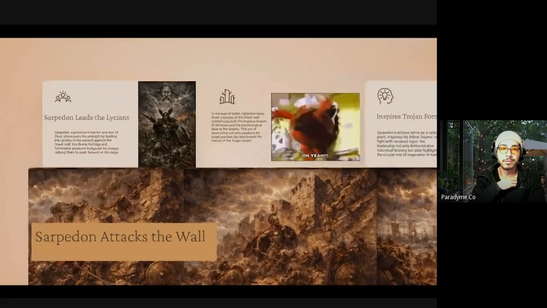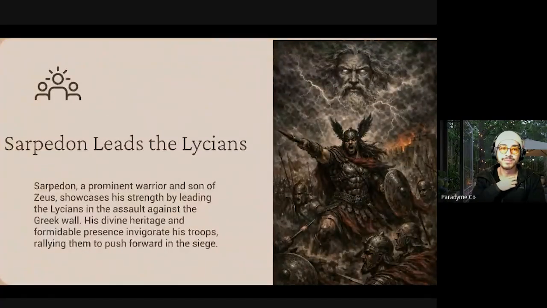Sarpedon attacks the wall. So this guy's another Trojan, okay? While Hector's going in and messing stuff up, this other guy is also causing some motion for the Trojans. His name is Sarpedon. I might be saying that wrong. He's a prominent warrior and a son of Zeus, and he showcases his strength by leading the Lycians in the assault against the Greek wall. His divine heritage and formidable presence invigorate his troops, rallying them to push forward in this siege.